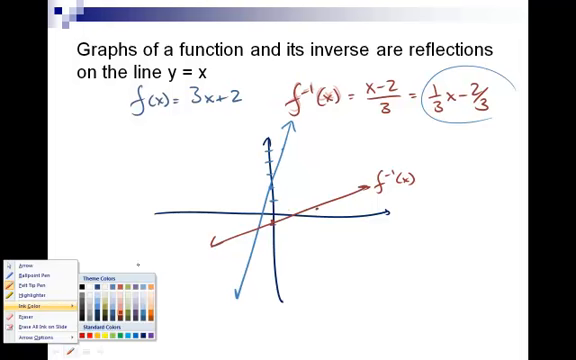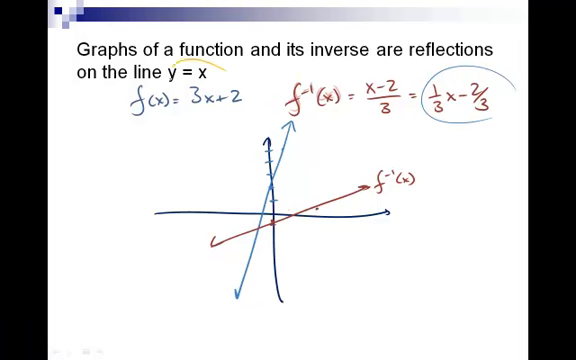If I draw my third line, my y equals x, let's see, I'll try orange. If I graph this line, we should be able to see that my first function and my inverse are reflections around the line y equals x. In other words, if I folded the paper along that line y equals x, I would have my f of x and my f inverse of x laying on top of each other.